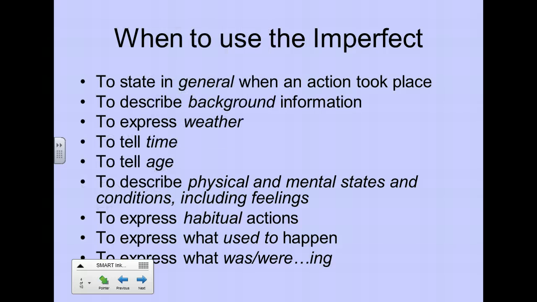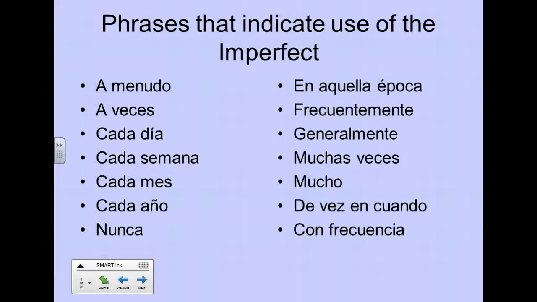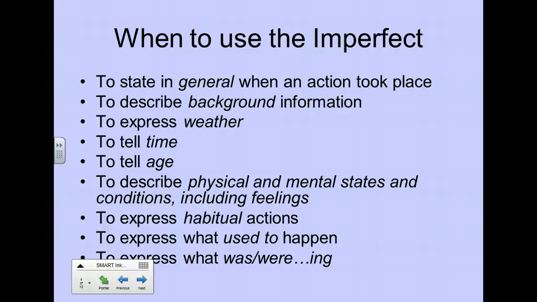When do we use the imperfect tense? We have a description of it on our folders, and our folders talk about description. We talk about description, and we also talked about was, were, happening. These are pretty similar to what we have. Just going through them quickly. To state in general when an action took place.